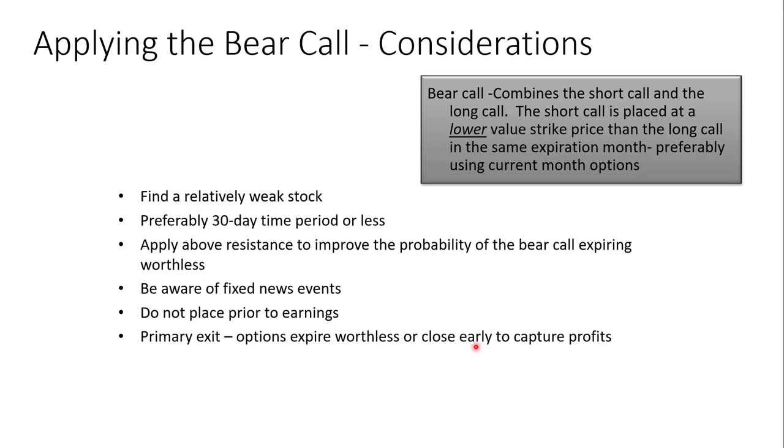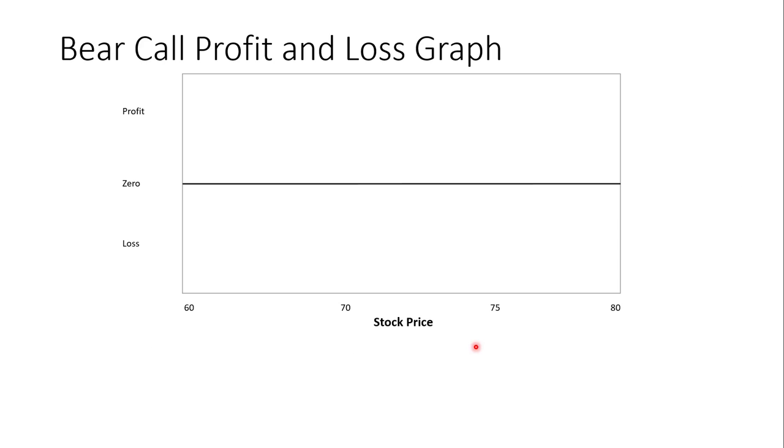The primary exit for this bear call is to allow the options to expire worthless so that you get to keep all of the profits, or all of the credit. Secondary exit, a good one would be to close early to minimize the loss as the equity moves in the wrong direction, or to adjust this into another type of spread trade.